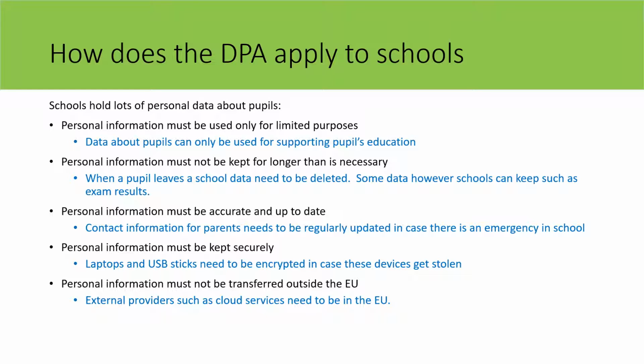Personal information must be kept accurate and up to date. For instance, contact information for parents needs to be regularly updated in case there is an emergency in school. Personal information about pupils really needs to be kept securely. So this means laptops, USB devices really need to be encrypted in case these devices get lost or stolen. And if that happens, then at least the data can't be accessed.